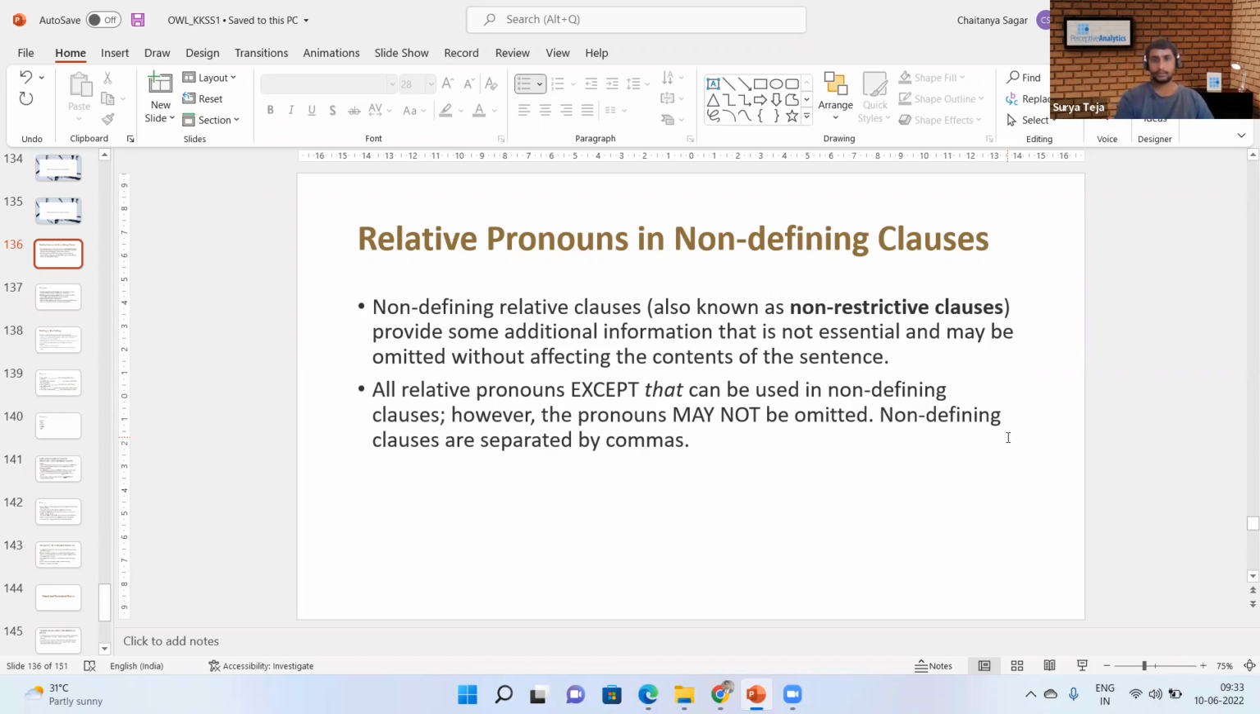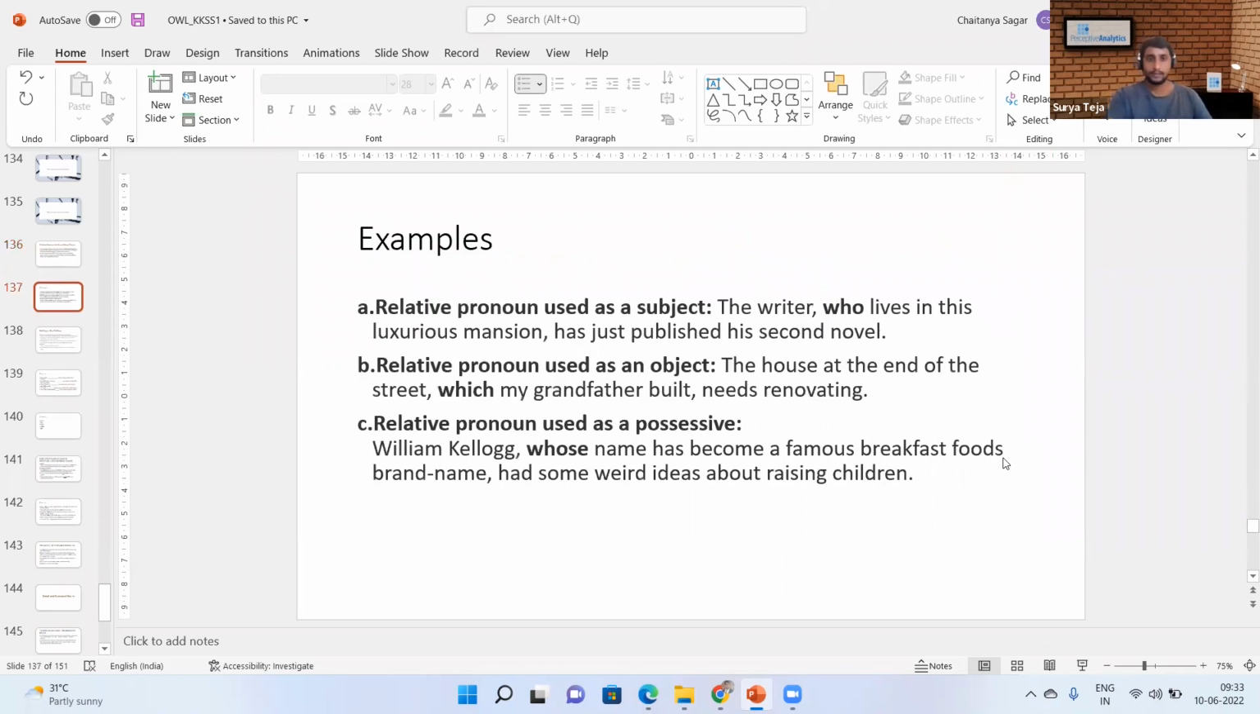Whenever we use non-defining clauses, we have to put commas. We have to separate those non-essential items by commas. Out of relative pronouns like that and which, the most preferred one for non-defining clauses is which. In the case of defining clauses, it is that. So we'll see some examples here.